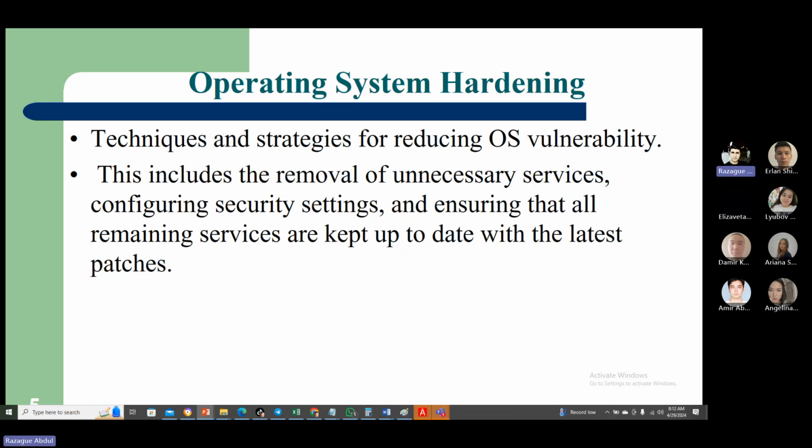And then we have configuring security settings. Proper configuration of security settings is very important. Why? Because we can protect the operating systems. This involves adjusting the default security settings according to best practices tailored to the specific environment and needs. So what are the key configurations that we have to discuss here?